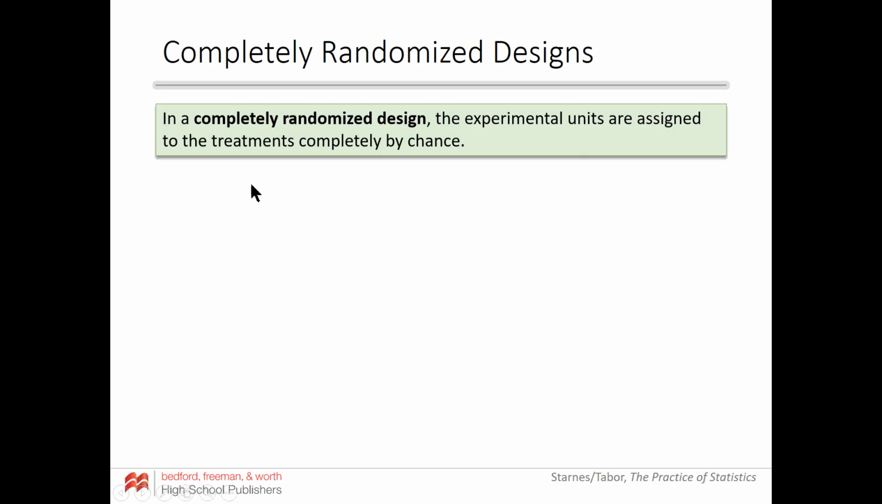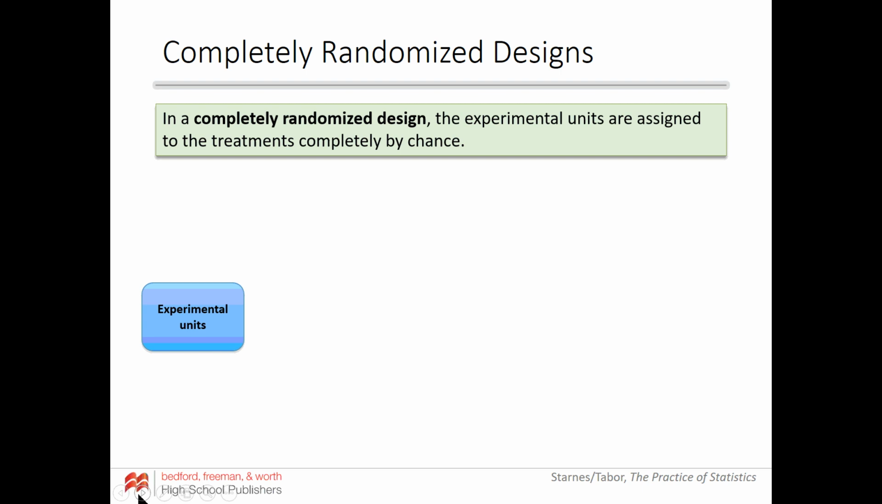All right, so in a completely randomized design, so now we're going to talk about a specific type of design. We're going to, in this course, talk about 3 different experimental designs. So this is a completely randomized design. The experimental units are assigned to the treatments completely by chance. So here's a diagram. You're going to be asked to diagram these experiments.